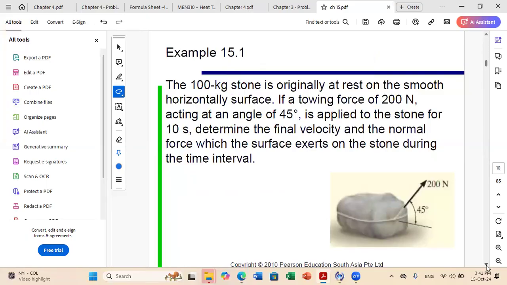Let us do some problems to practice on the idea of principle of impulse and momentum. And you will see that we can solve simply by chapters 12 and 13, but linear momentum can also allow us to solve in a simpler way with a smaller number of steps. Okay? So let us consider the following problem.